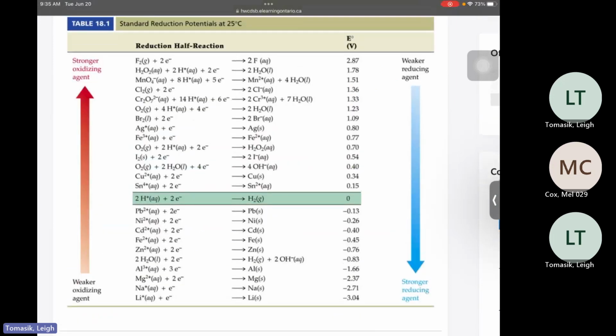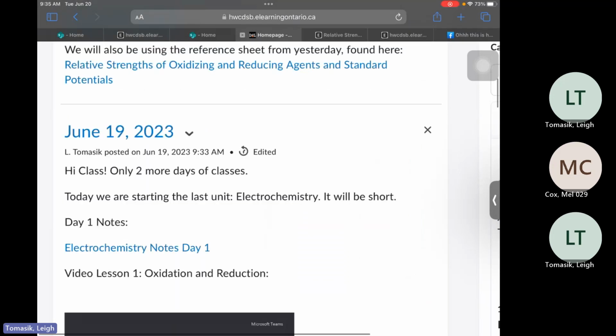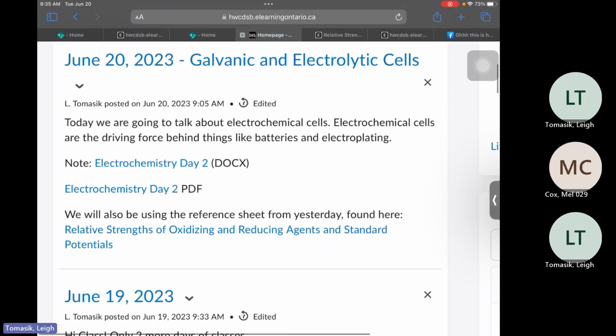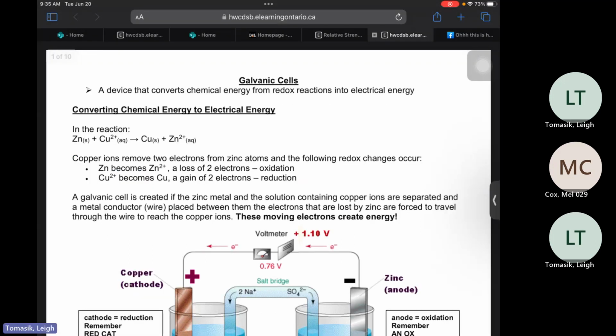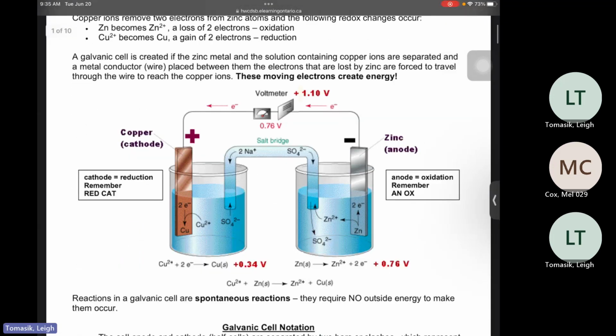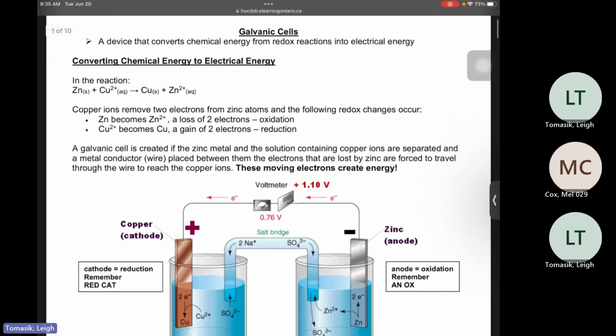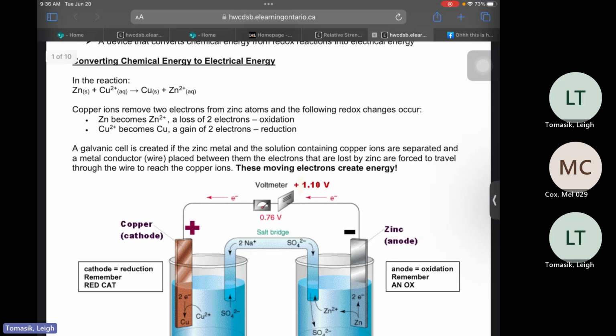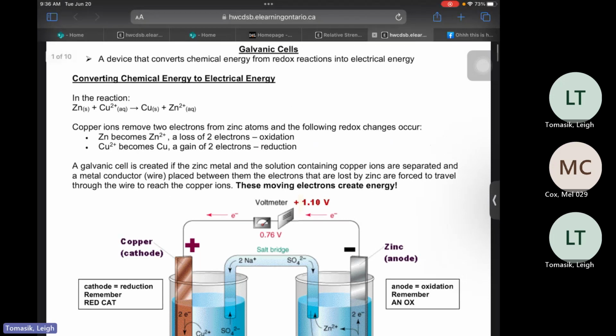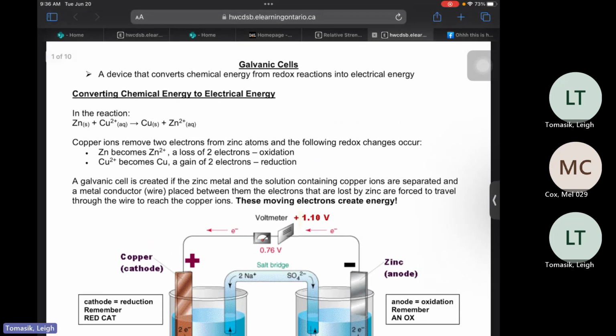That's this picture here. So you can either look off of this picture or you can download the document if you want. So we're going to start with our note on galvanic cells. A galvanic cell is a device that converts chemical energy from redox reactions into electrical energy. Right, that's important.